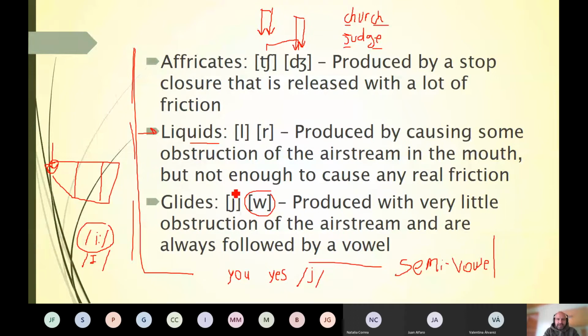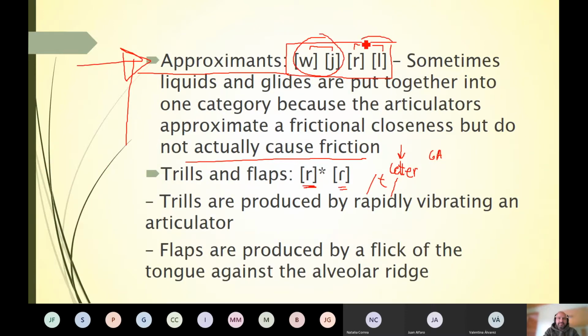The following group are called glides. Glides are also produced with very little obstruction, just like the liquids. And maybe that's the reason why this group of the glides and the liquids are called approximants. So this is like a big group. Approximants are liquids and the glides, and because there's not enough friction when we articulate these sounds to call them fricatives, they are put together in one larger group called approximants. Okay.